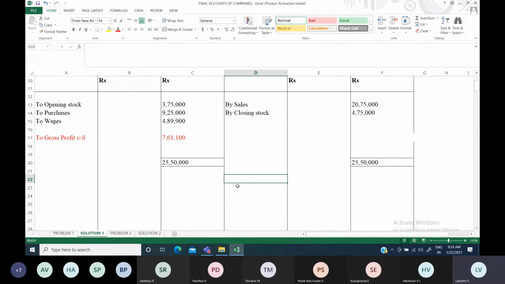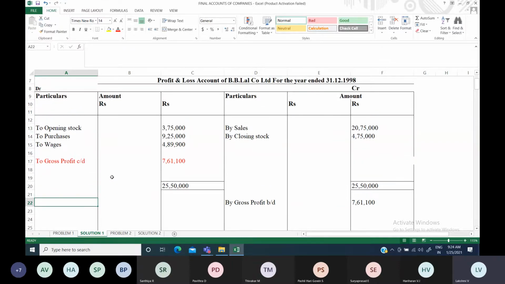Now moving to the second part, by gross profit brought down. So you have to enter this amount, 7,61,100. Next, you have to enter what items will come under the debit side. As usual, just as you do the profit and loss account for a sole proprietorship business, similar thing. You have to find out what items will come on the debit side and credit side, and adjustments also you have to take care of.